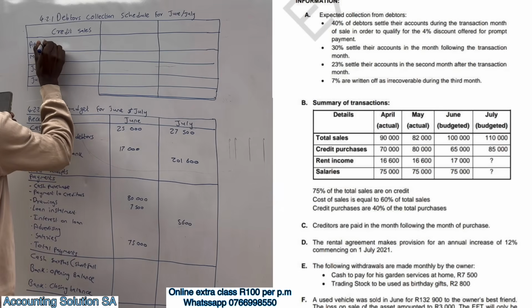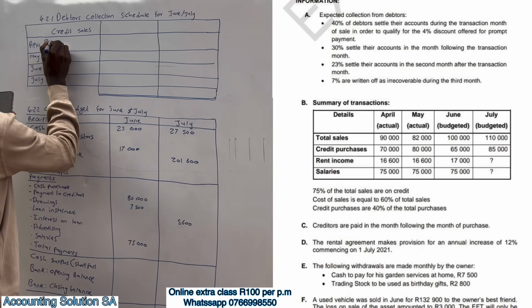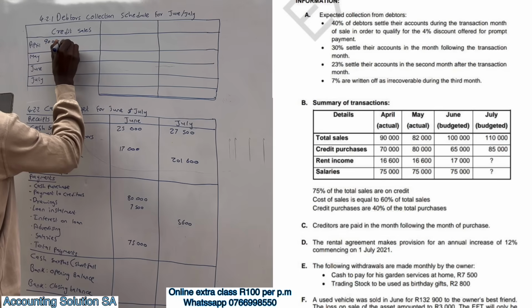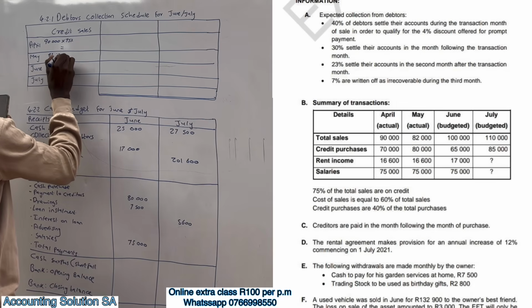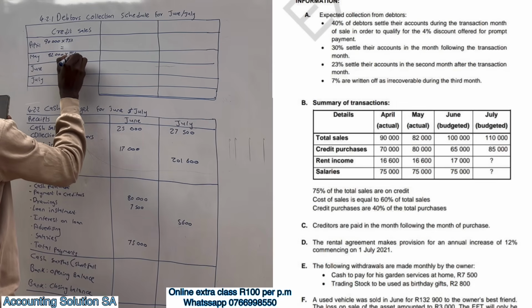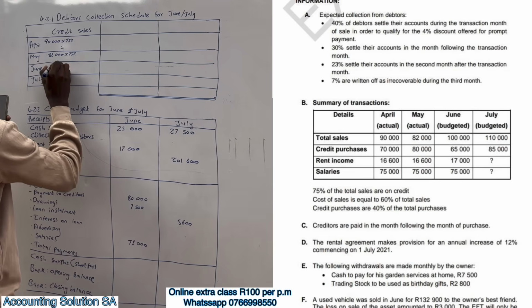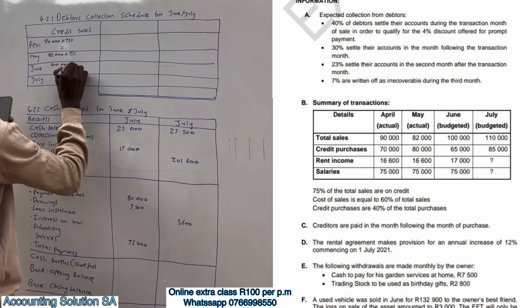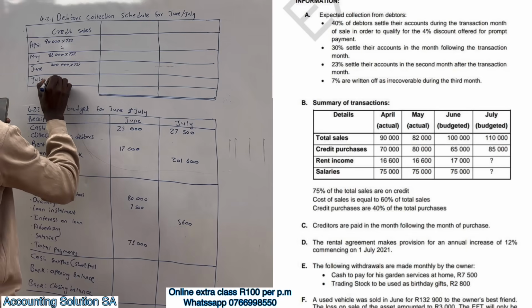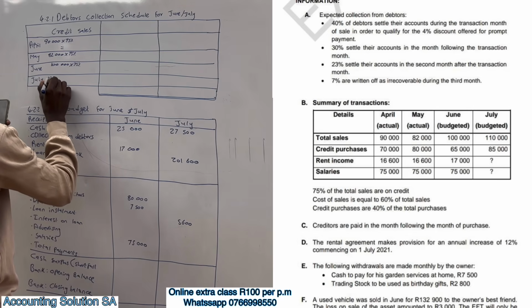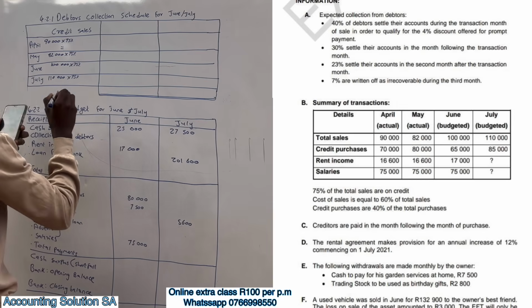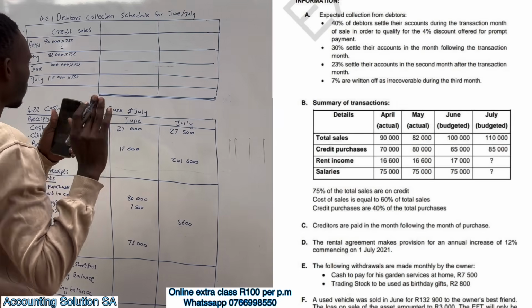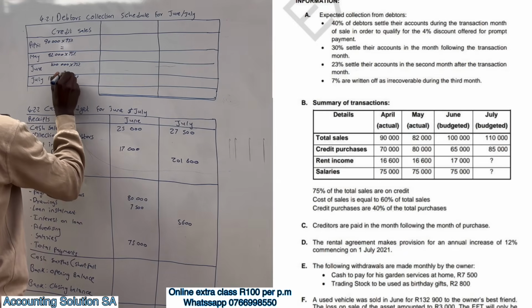Okay, we're going to say 90,000 multiplied by 75%, and for May 82,000 multiplied by 75%, June 100,000 multiplied by 75%, July 110 multiplied by 75%. Very simple, guys. We're using 75% because it's for credit sales. Okay, let's get the answers.